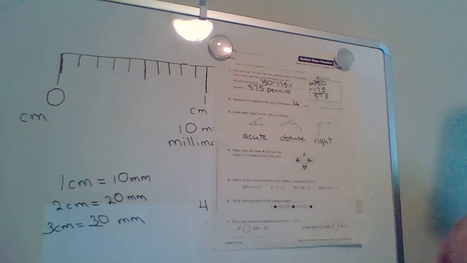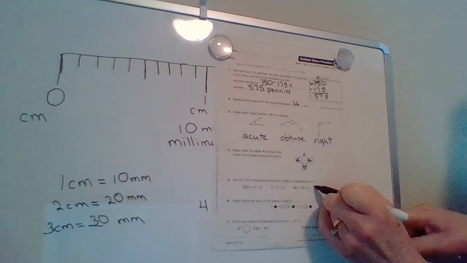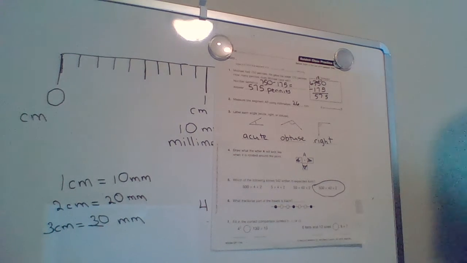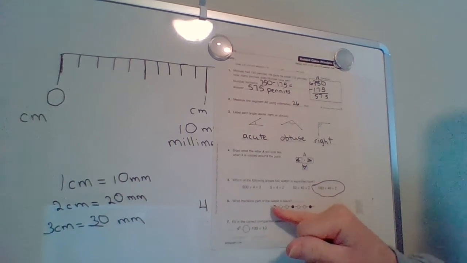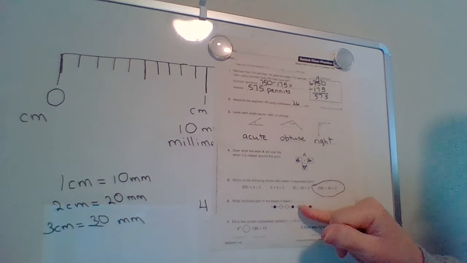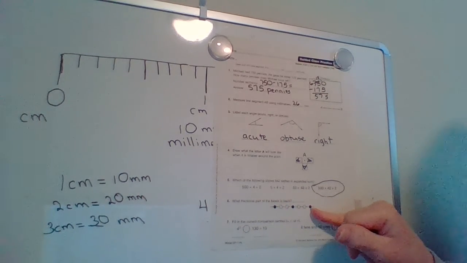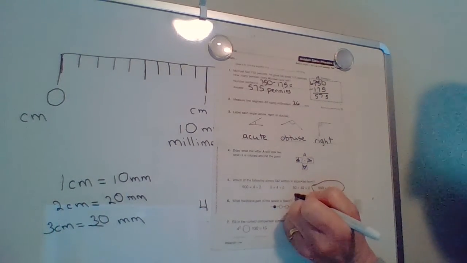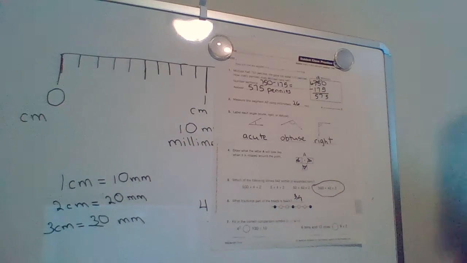Which of the following shows 542 written in expanded form? If you chose the last one, 500 plus 40 plus 2, that is correct. Okay, what fractional part of the beads is black? Okay, so you have to look at the beads. There's 1, 2, 3, 4, 5, 6, 7. And I see that 3 of them are black, so 3 out of 7.